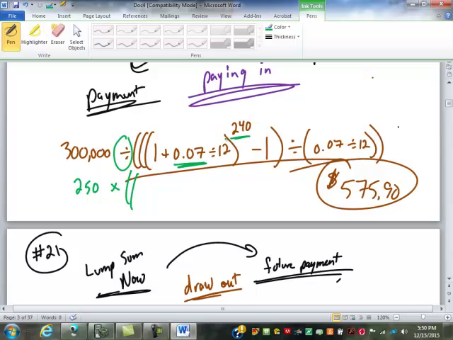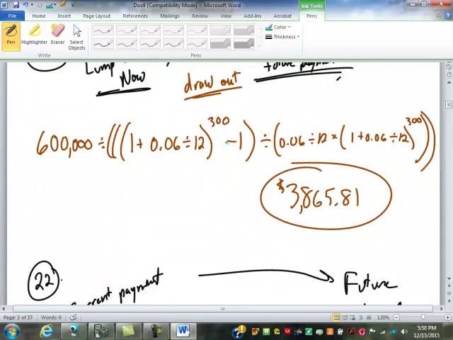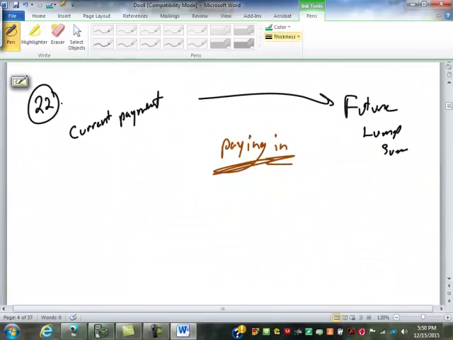So I'll let you guys figure that one out on your own. Number 23.